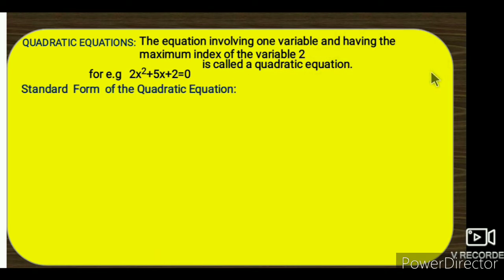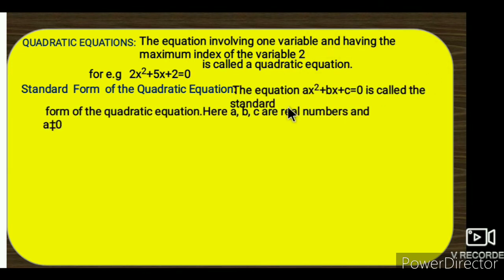The standard form of a quadratic equation: the equation ax square plus bx plus c is equal to 0 is called the standard form of a quadratic equation. Here a, b, c are real numbers and the value of a is not equal to 0. Then this type of equation is called the standard form of a quadratic equation.